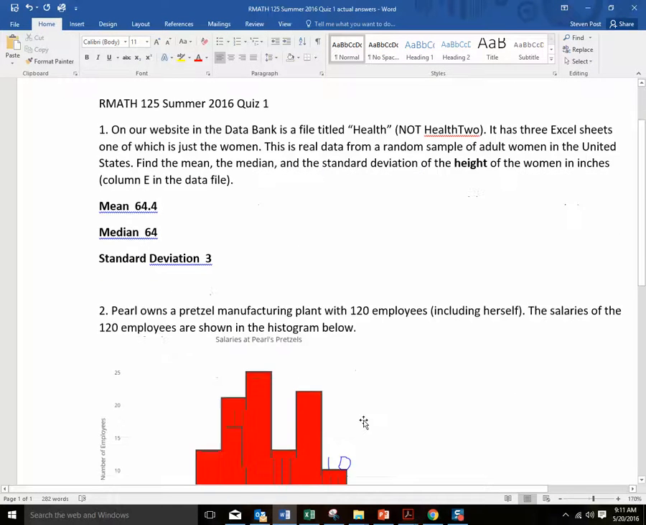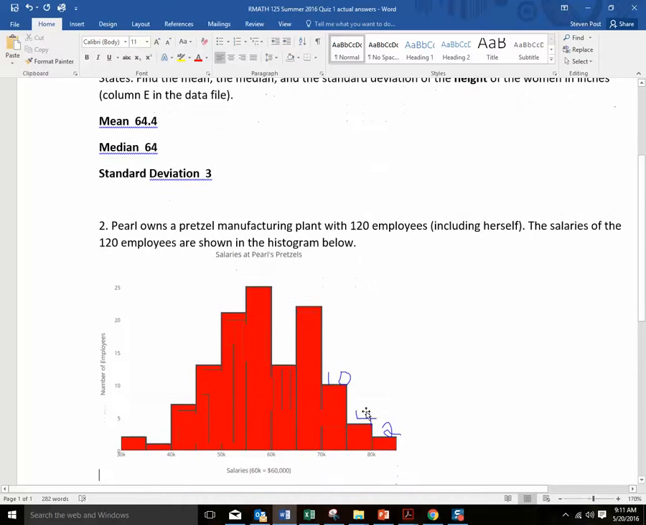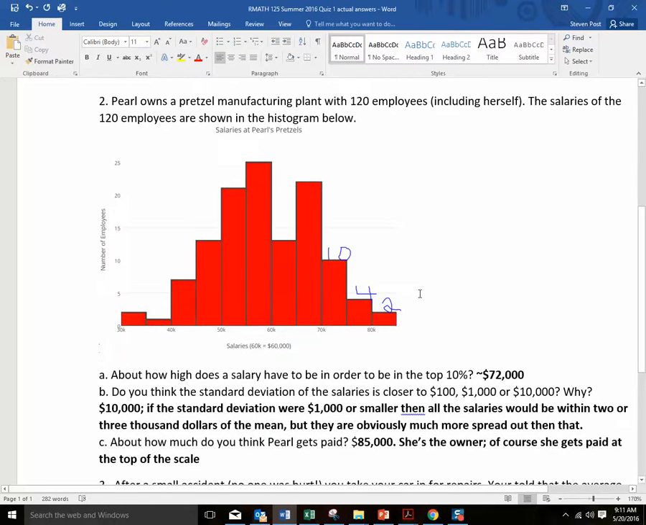Second question, we've got a histogram with the salaries of 100 employees shown in this histogram below. And let's make sure we're reading the histogram correctly. So down here we have the salaries. 40K, 40,000, this is 50,000, so this must be the dividing line, 55,000. So what this column tells us is that about 7 people are making between 40,000 and 45,000, and about 12 people are making between 45,000 and 50,000.